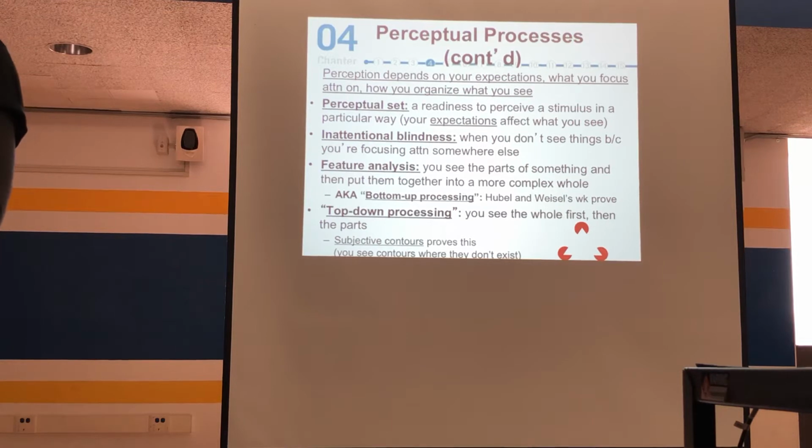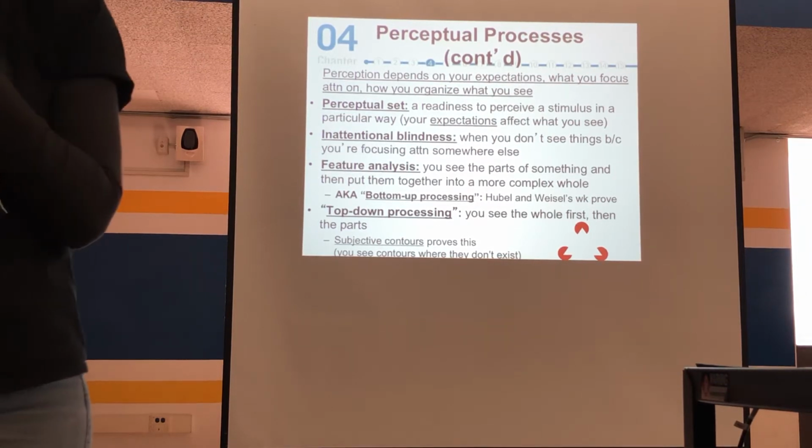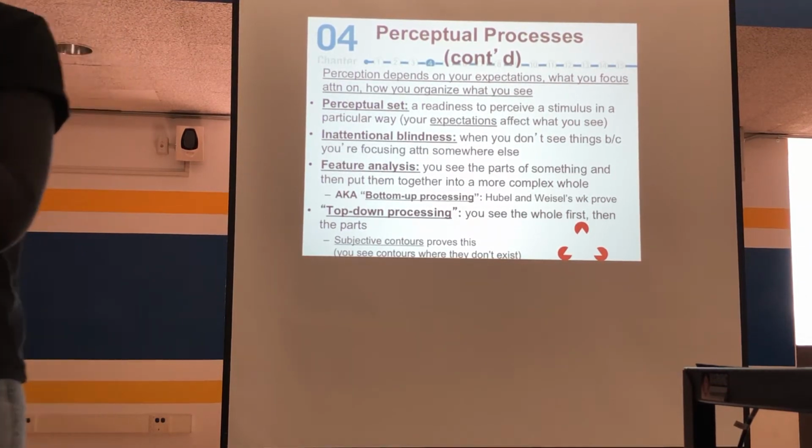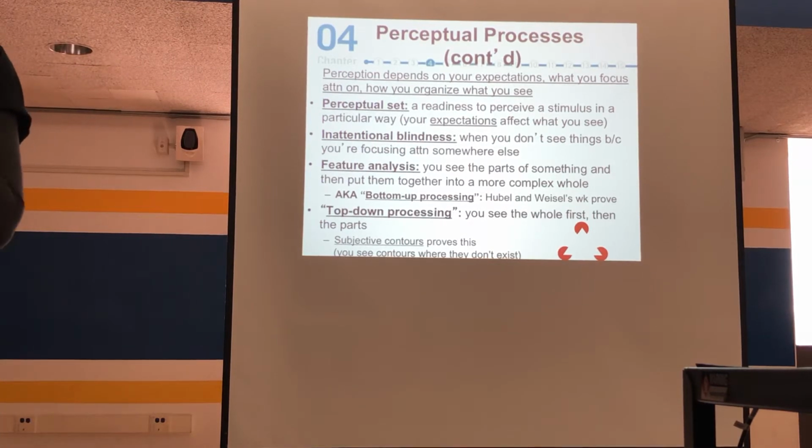Inattentional blindness, what is it? When you don't notice something right in front of you because you're focused on something else, hence guardrail. Okay, feature analysis is also known as bottom-up processing. We see the parts and then our brain puts it together into a whole. What proves that? Feature detectors. The fact that we see this and this separately, right? Feature detectors proves it. Good.